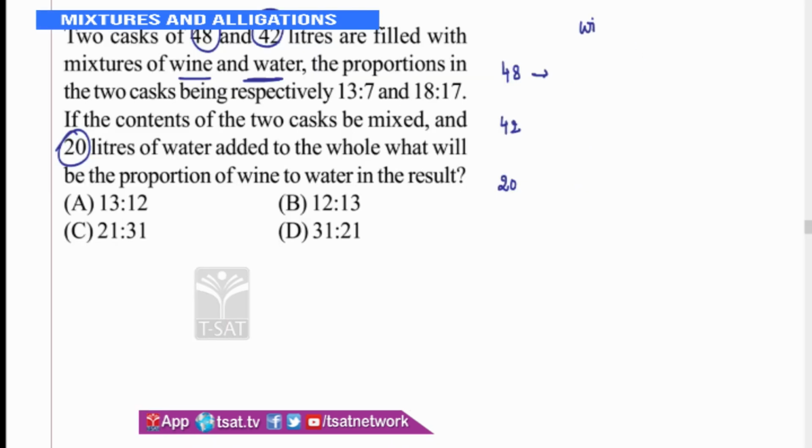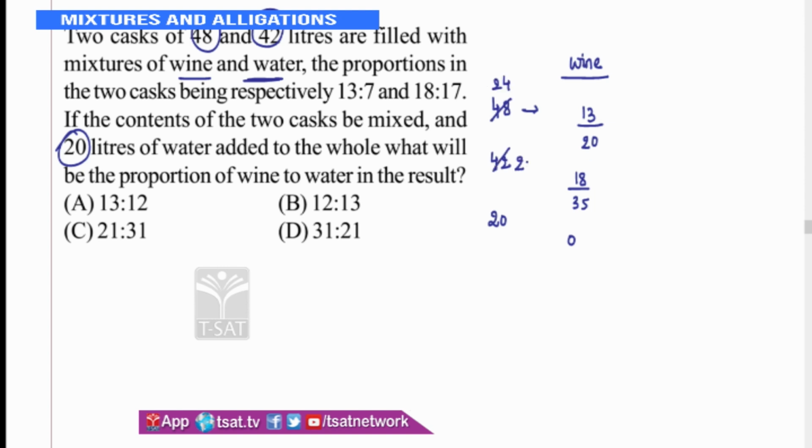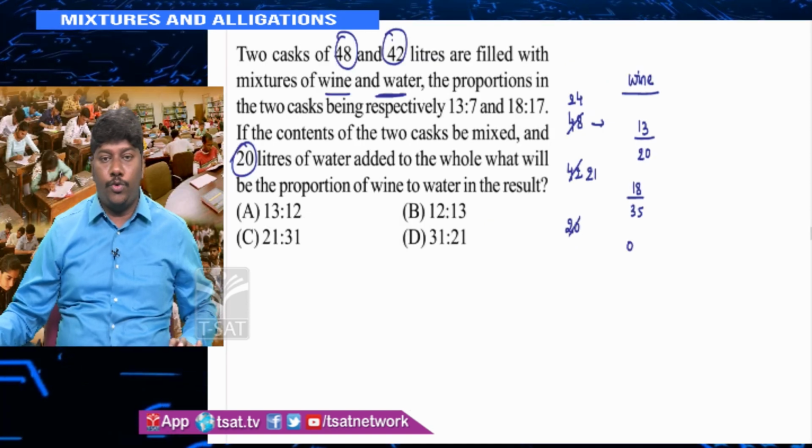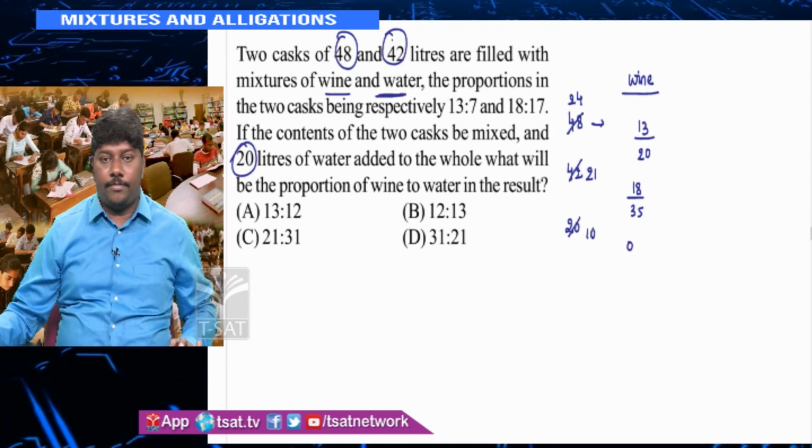So, what is wine in the first one? Wine in the first one is 13 out of 20. What is wine in the second one? 18 out of 35. What is wine in the last one? It is simply 0. Can I simplify this? Yes, you can simplify. 4 12s are 48, 2 21s are 42, and 20 is 20.